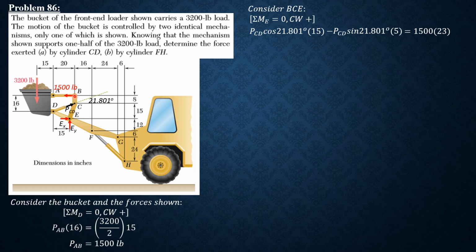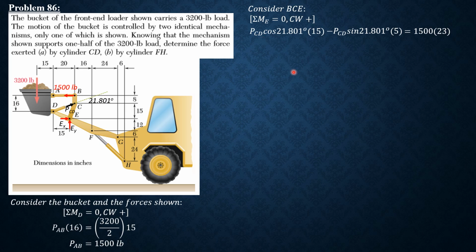Plus 1,000 equals 1,500. Sorry, we consider only BCD, so equals 1,500 times 23, where 23 is 8 plus 15. So remember, we only consider this body, so we do not consider 3,200 because we transmit the forces in BCE. So it's not included, so only these forces here.